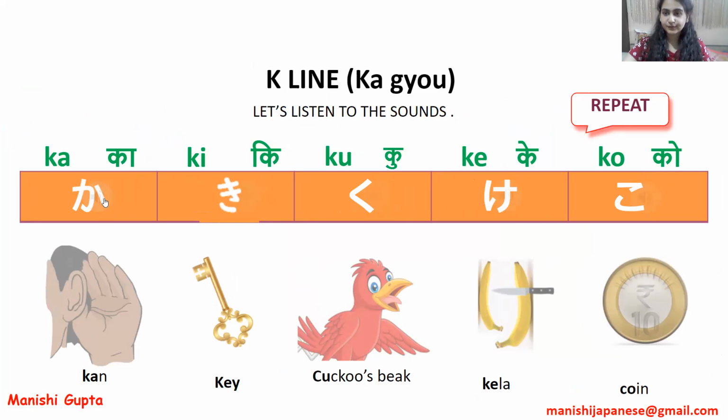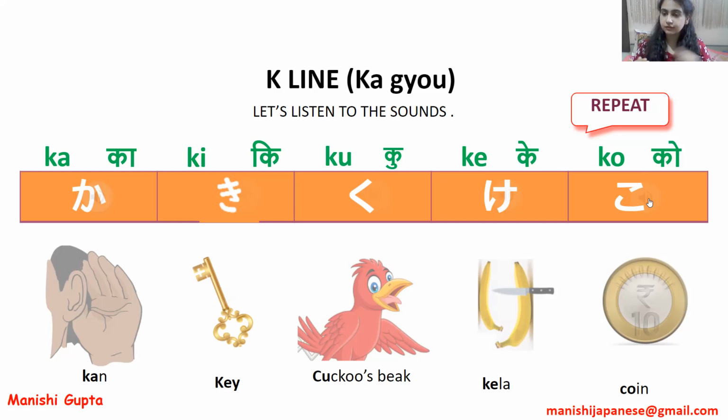Right. か、 Ka. So the first one becomes ka. き、き、 Ki. く、く、 Ku. け、け、 Ke. こ、こ、 Ko. So this, if you put it together, it will be ka, ki, ku, ke, ko.